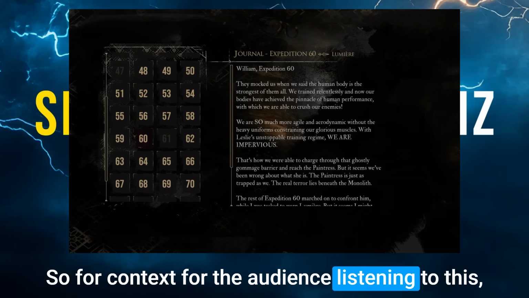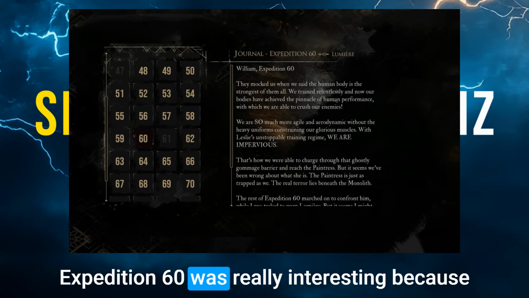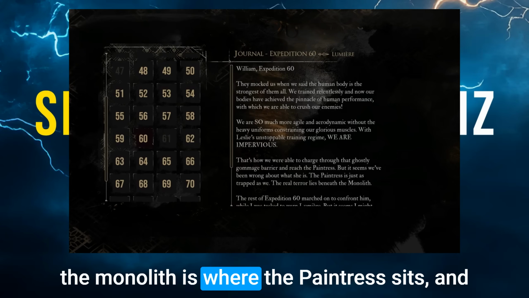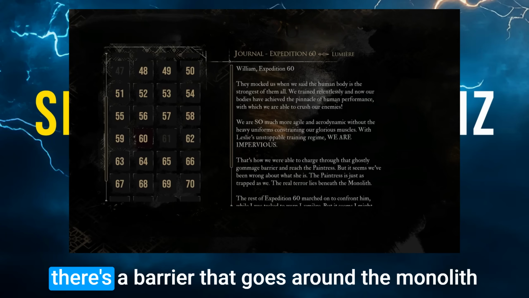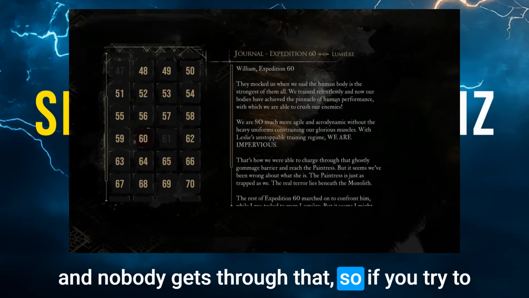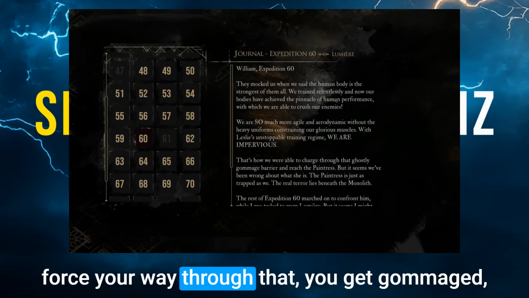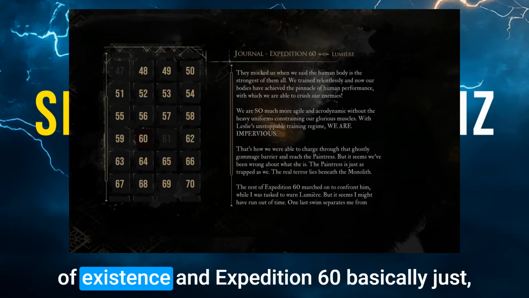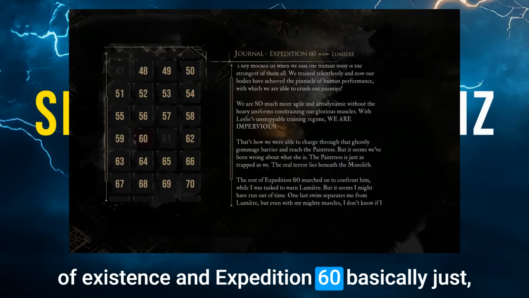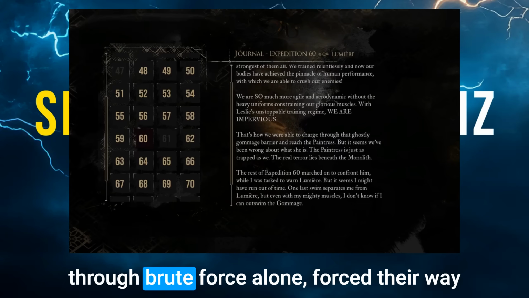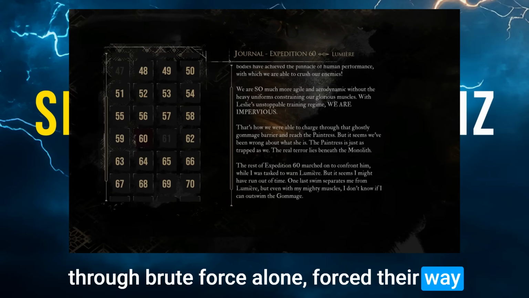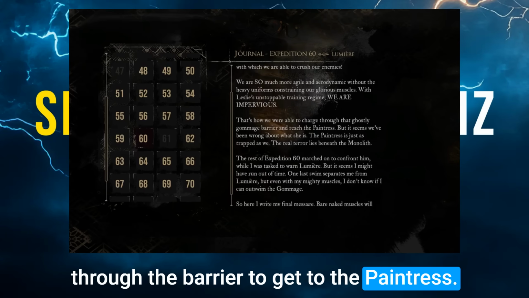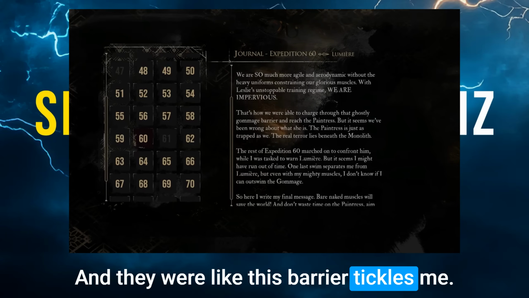You know, for the audience listening to this, Expedition 60 was really interesting because the monolith is where the Paintress sits, and there's a barrier that goes around the monolith, and nobody gets through that. So if you try to force your way through that, you get Gommage, which is a way of saying that you erase out of existence. And Expedition 60 basically just, through brute force alone, forced their way through the barrier to get to the Paintress. And they were like, this barrier tickles me.